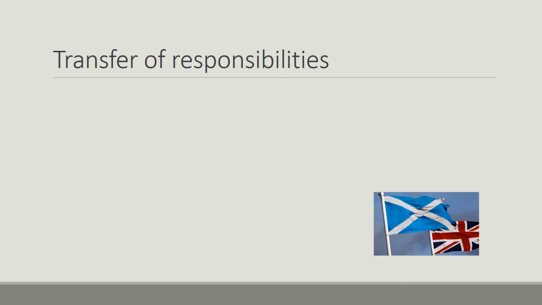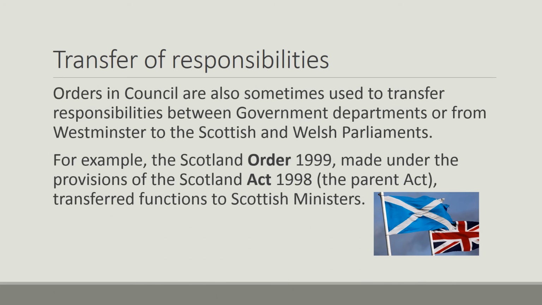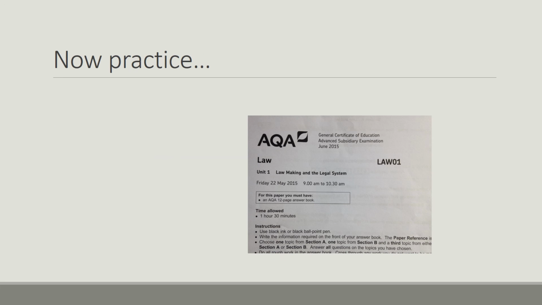The second example I would recommend is that orders in council are used to transfer responsibilities between government departments or from Westminster to the Scottish and Welsh Parliaments. For example, the Scotland Order 1999, made under the provisions of the Scotland Act 1998, transferred functions to Scottish ministers. Again, you can see that you've been completely clear that the order in council is the Scotland Order 1999 and that the Parent Act or Enabling Act is the Scotland Act 1998.